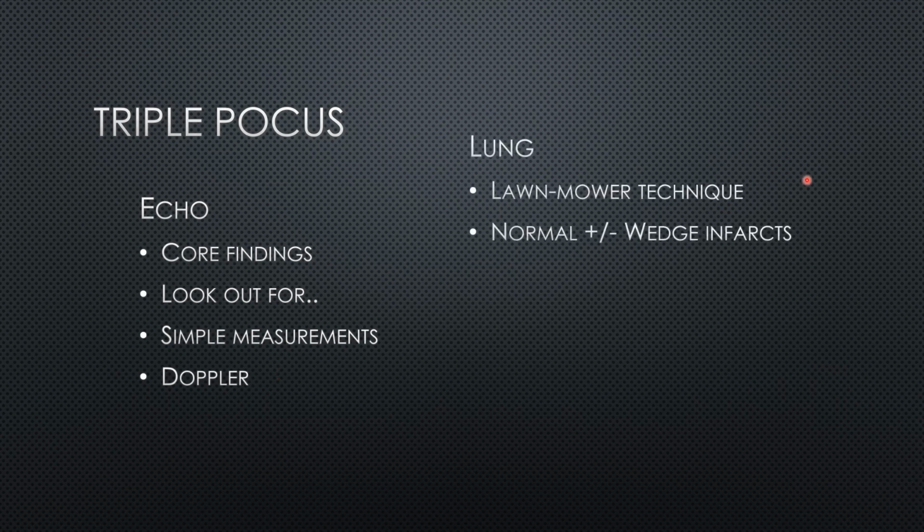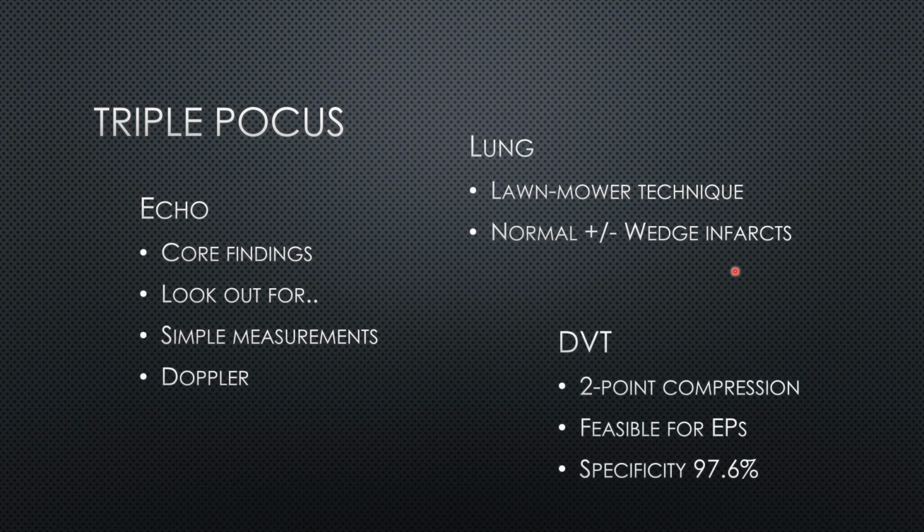In terms of the lung, we use the lawnmower technique, and usually the lung will be normal, just with A lines, but you may see wedge infarcts, which are relatively specific to PE, but can also occur in COVID. And finally, DVT. So use the 2-point compression technique. It is feasible for emergency physicians to do this scan, and if you find a DVT, this is highly specific for a PE.